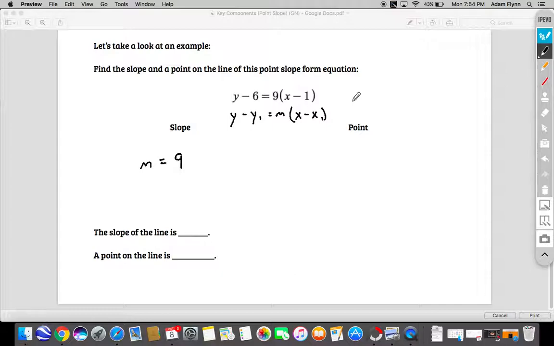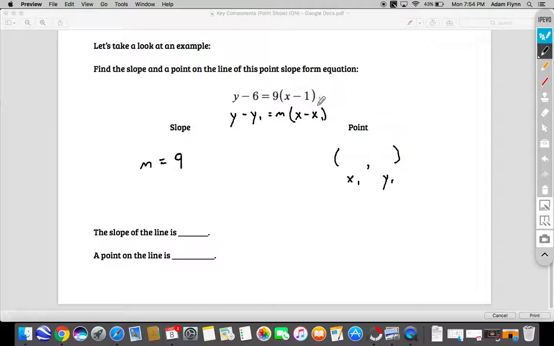Okay? If your point-slope form equation does not have parentheses, it will be whatever number is being multiplied by the x, or whatever the coefficient of the x is. So now for the point, our point will be an ordered pair, with x1 going first, followed by y1, always. So now we just need to identify what x1 and y1 are.